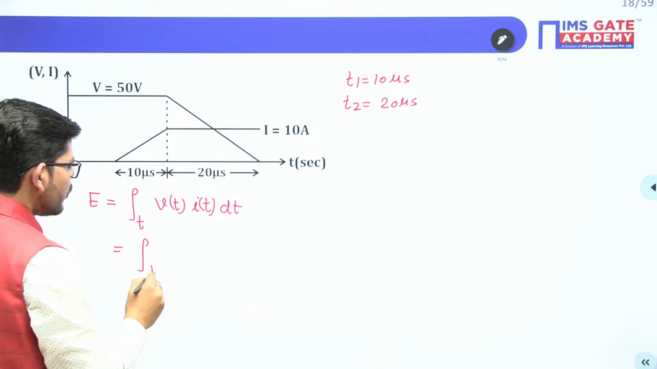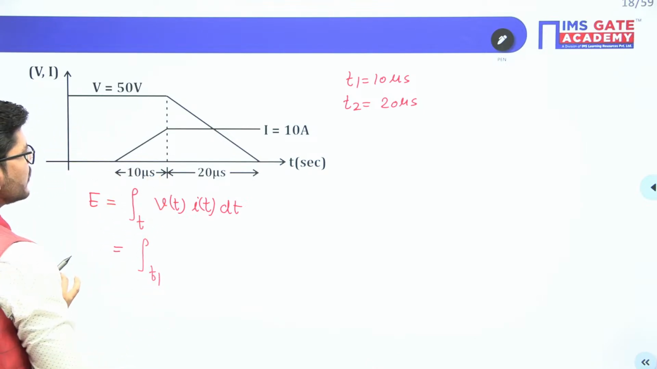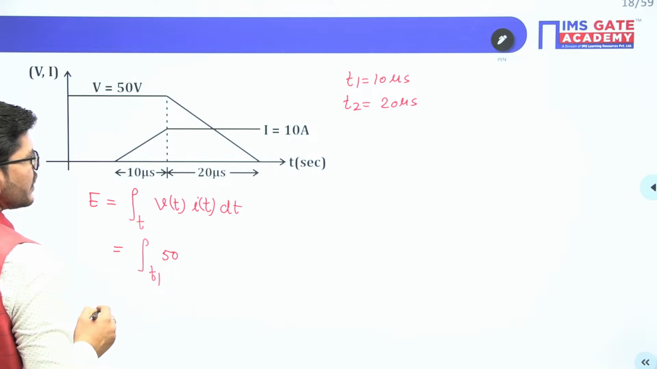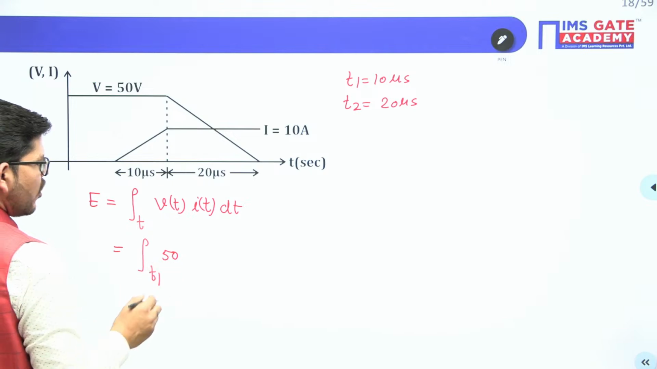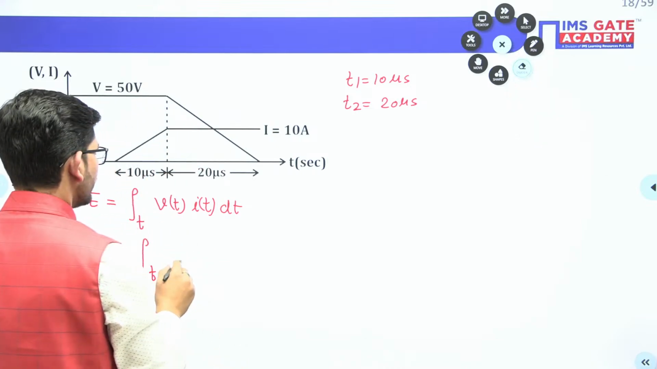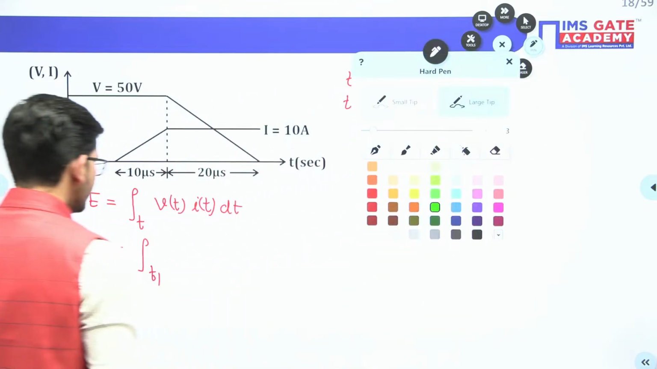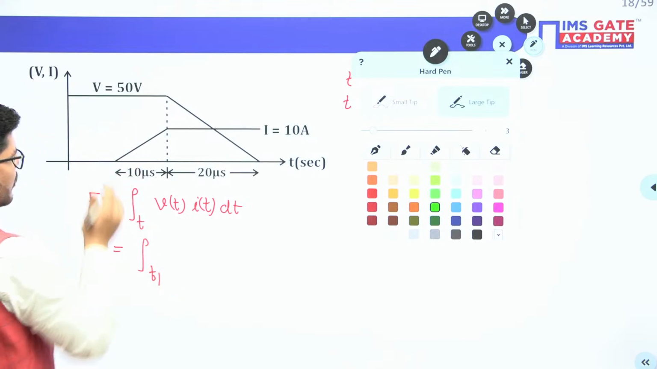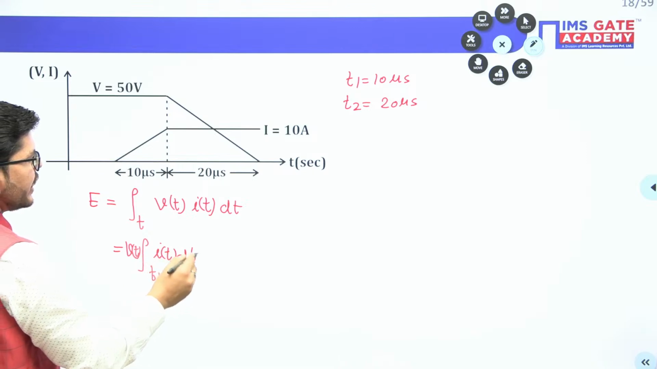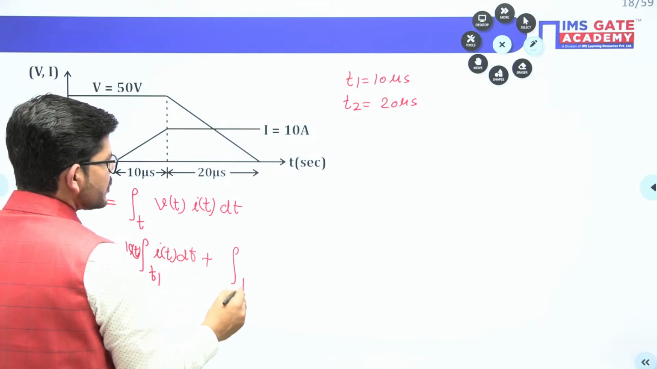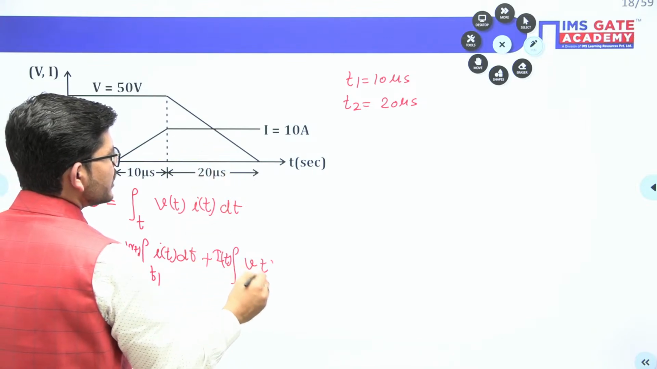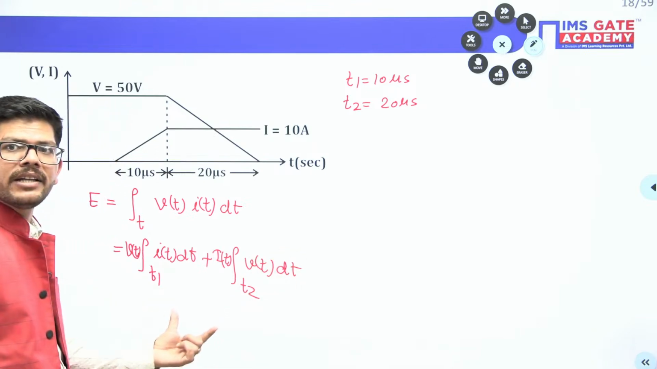So first of all, for T1, that is 10 microseconds, we have voltage which is constant at 50, and we have current, or we can do it otherwise as well. Since for the T1 duration the voltage is common, take it out, and the current is varying, so let it be here. For the next time, that is T2, the current is common, so take the current out and let the voltage be there because it is varying. This is the way you can do it here.